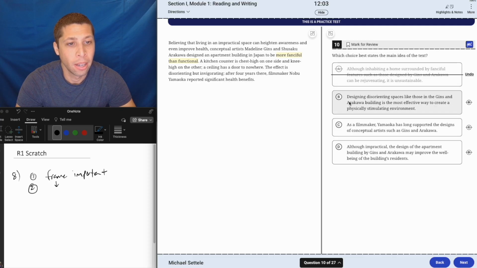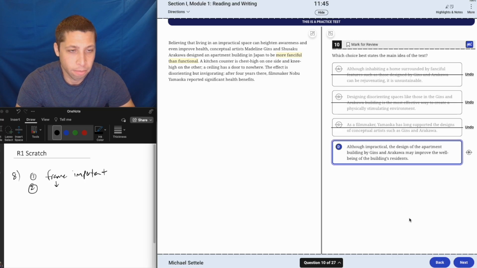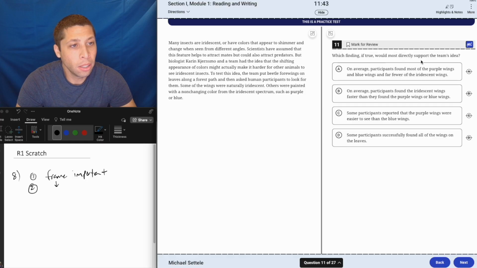That sounds bad. Designing disorienting spaces like those in this building is the most effective way to create a physically stimulating environment. Nope, does not compare it to other things. As a filmmaker, this person has long supported the designs. No, is it bringing time? Although impractical, the design of the apartment building by these people may improve. Yeah, yes, it's good. That's all it says. Directly support the team's idea.